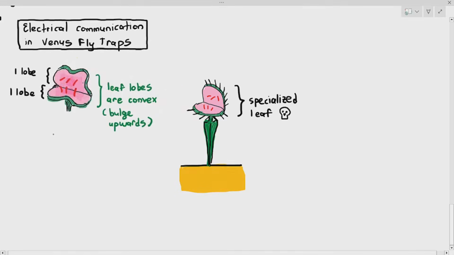And to just give you a bit of an understanding as to what the lobe is, each of that section is referred to as a lobe. Okay, so the trap or the specialized leaf is made out of 2 lobes, and the 2 lobes are both convex.